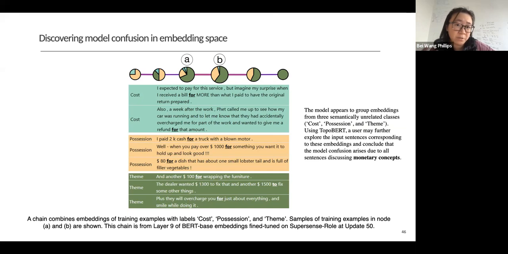In this case, the argument is that the model got confused because all those sentences were discussing something related to money. For example, "for more than what I paid," "for that amount," "for a truck," "for something you want," "$80 for a dish." All those are discussing money, okay? So that's one of the reasons the model is really confused, even though the ground truth labels are actually very different.